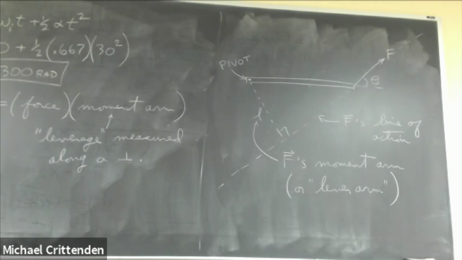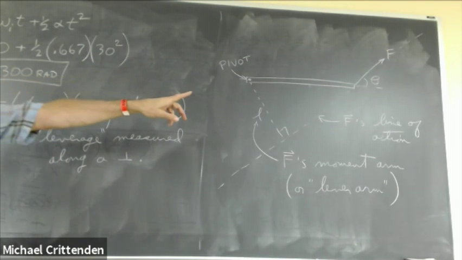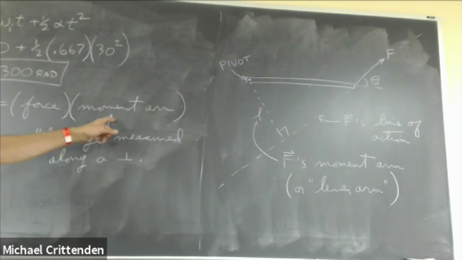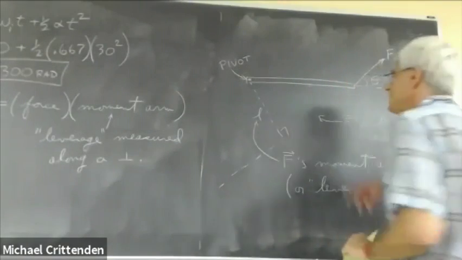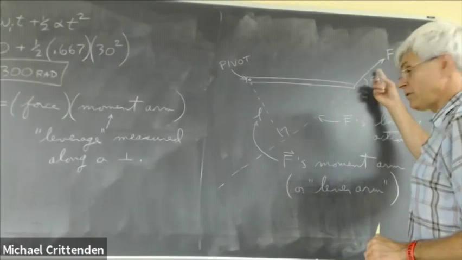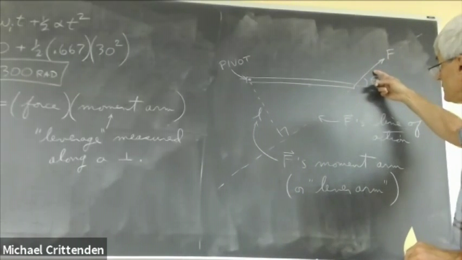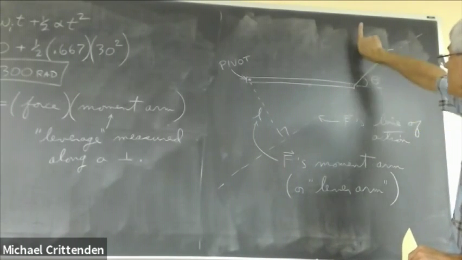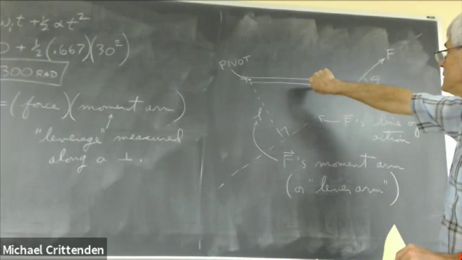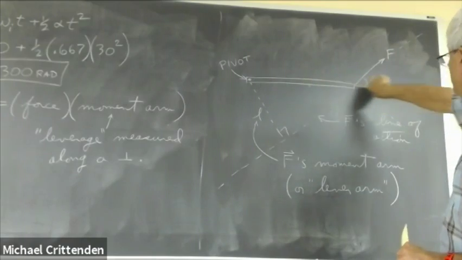Pick your favorite terminology. But the point is, if you want to determine how much torque that force produces, it's the force times the moment arm, okay? How hard are you pulling times how much leverage do you give it? You get the maximum torque from a given amount of force. As I said earlier, if theta is 90 degrees, you get the maximum; if you're pulling like that, you get no torque at all if theta is 0 degrees.